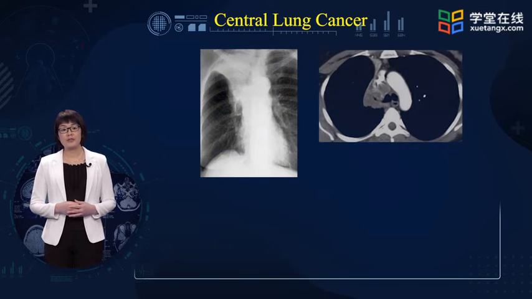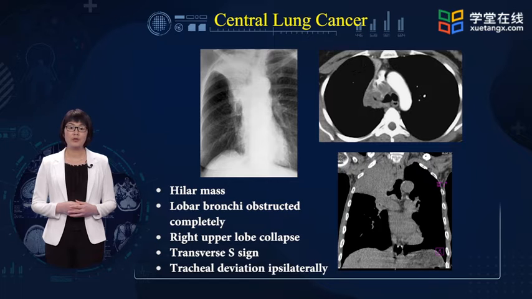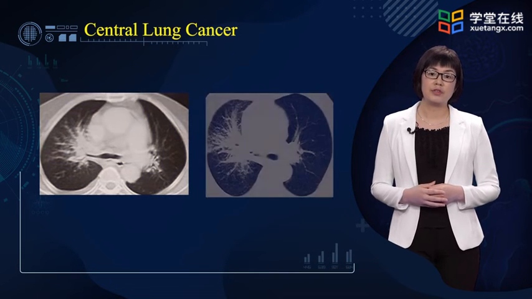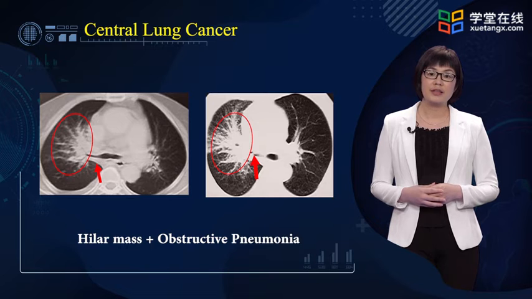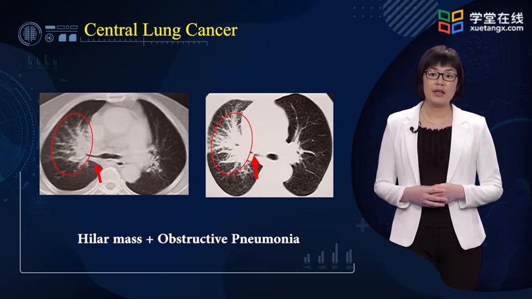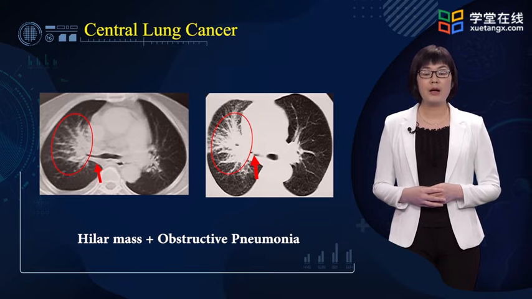The chest radiograph on the left again shows a typical transverse S sign and right tracheal deviation. Axial and coronal CT images on the right show a hilar mass completely occluding the right upper lobe bronchus. Let's have a look at these two axial planes of the chest CT. Wall thickening and lumen narrowing due to a hilar mass in the right main bronchus can be visualized. This often leads to atelectasis with increased retention of secretions, which we call pulmonary infiltrations.